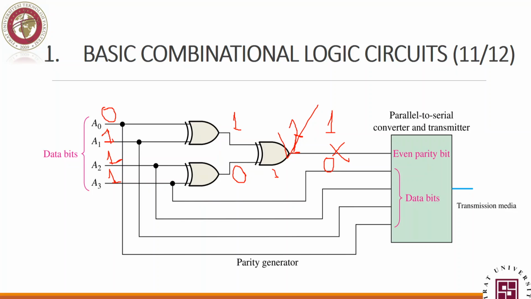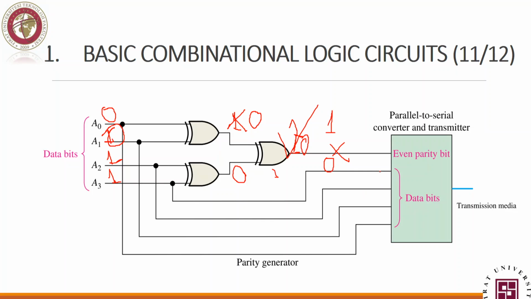Let's apply this with 0 here. 0 XOR 0 is 0. 1 XOR 1 is 0. 0 XOR 0 is 0. All right. So what are we going to get? 0. The number of 1s, 2, even. So in brief, again, if the number of 1s here is odd, the output here would be 1. If it is even, it would be 0. All right. So we have even parity, generator, and the data.